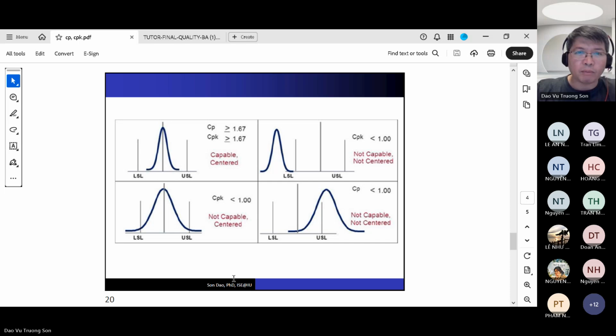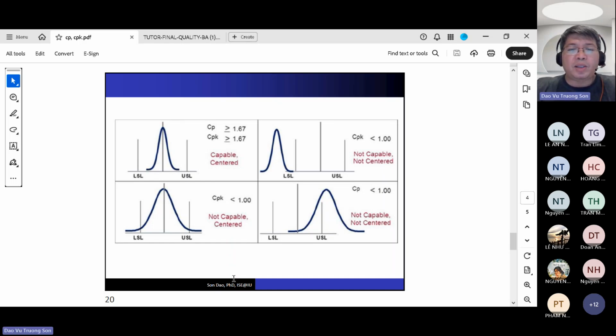All right. In the top right figure, you can see CPK is less than 1 because the process is falling outside of the lower spec limit. So not capable, not centered, and of course not stable. In the bottom left corner figure, you can see that CPK is less than 1. So this means the process is stable, centered, but not capable, right? Because CPK is less than 1.